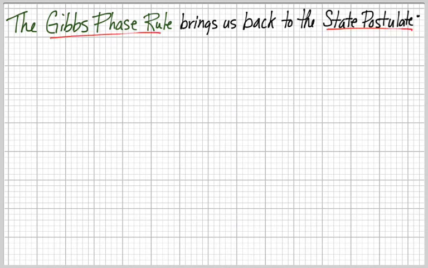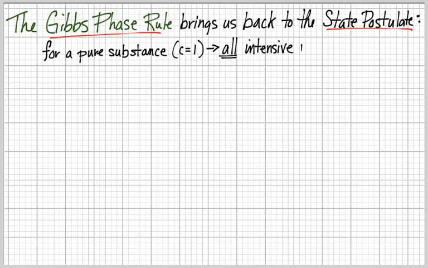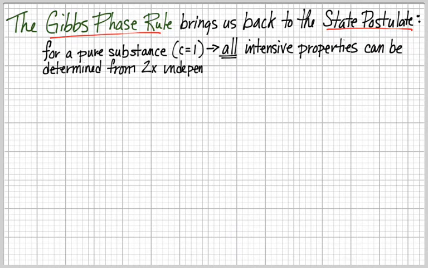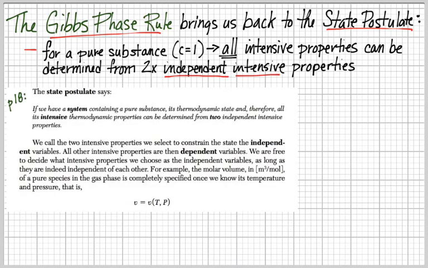Okay, so let's think about that again, because the Gibbs phase rule brings us back to what would be the state postulate. The state postulate being, for a pure substance, where I have C equal to 1, every other intensive property, and thus the actual state function, can be determined from 2 independent intensive properties. And we see that again on page 18. I just want to point out that text, that if we have a system containing a pure substance, its thermodynamic state, and therefore all its intensive thermodynamic properties, can be determined from 2 independent intensive properties.